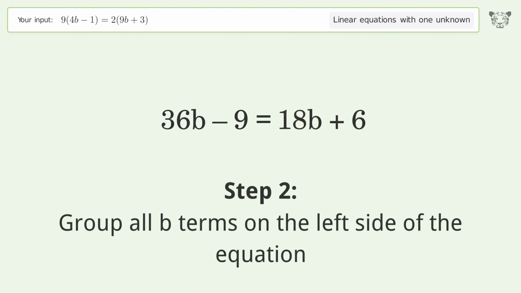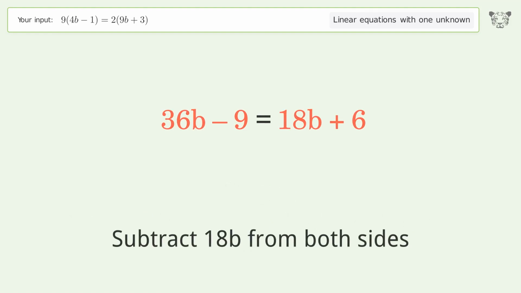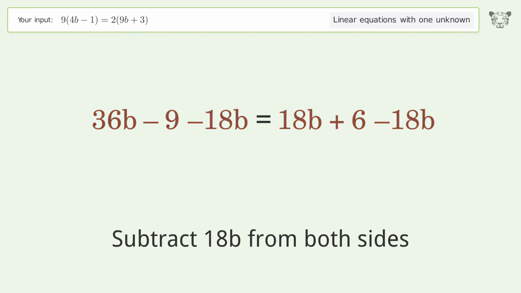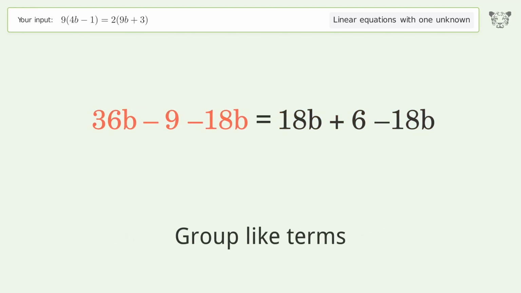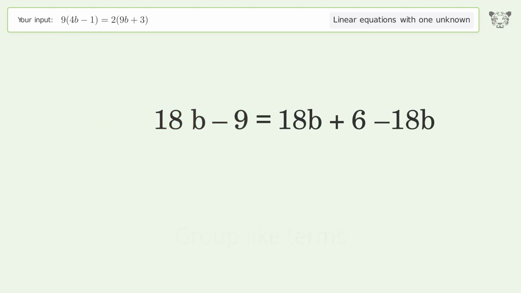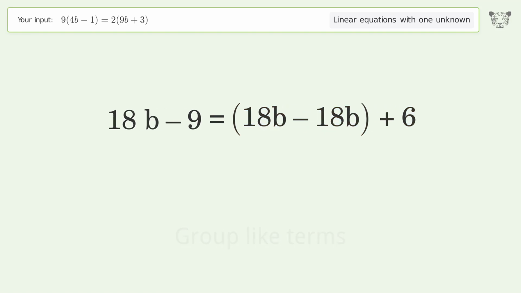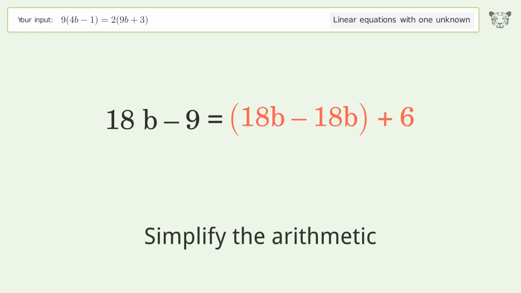Group all b terms on the left side of the equation. Subtract 18b from both sides. Group like terms. Simplify the arithmetic. Group like terms. Simplify the arithmetic.